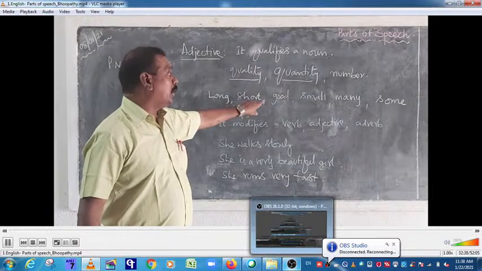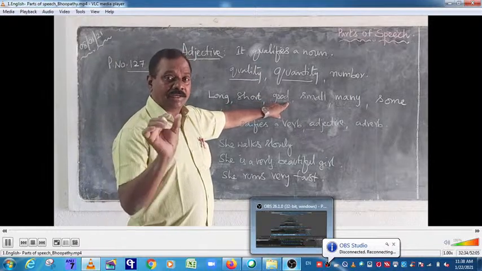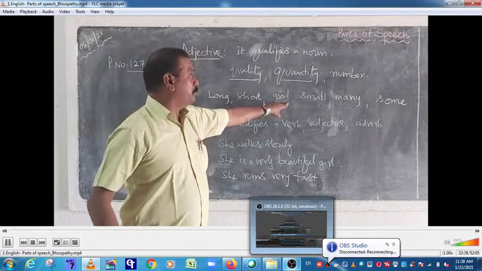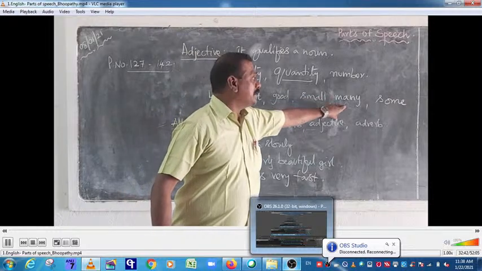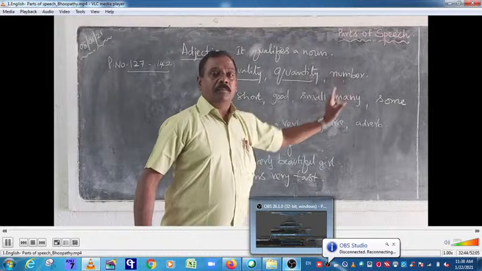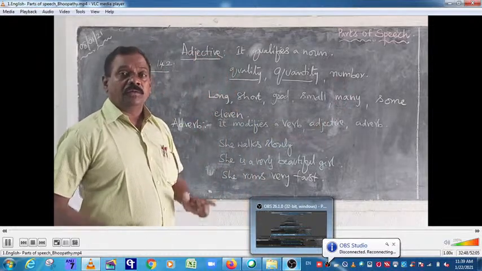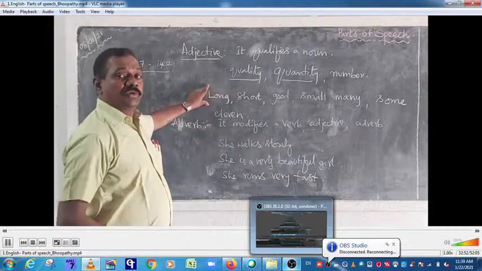He is a short boy. She is a foolish girl. Foolish talks about the girl's quality. A small scale. A small ribbon. Many students. Some boys. So these are the adjectives. We can see adjectives in our textbook.